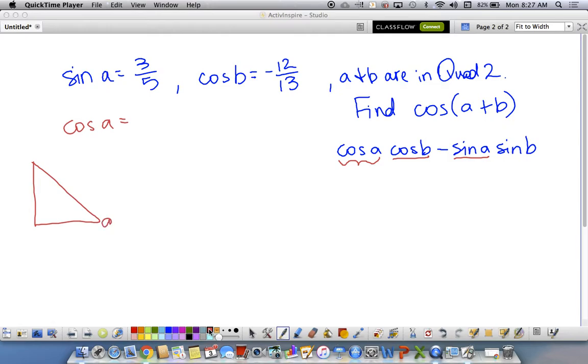So if this is A, the opposite is 3, the hypotenuse is 5, what's this side? See, it's a 4. It's a 3, 4, 5 triangle. So what is cosine A? 4 over 5. So could we plug that in right there? Now, what's the last thing that we're looking for? Sine B. So you have cosine B. Can we find sine B?